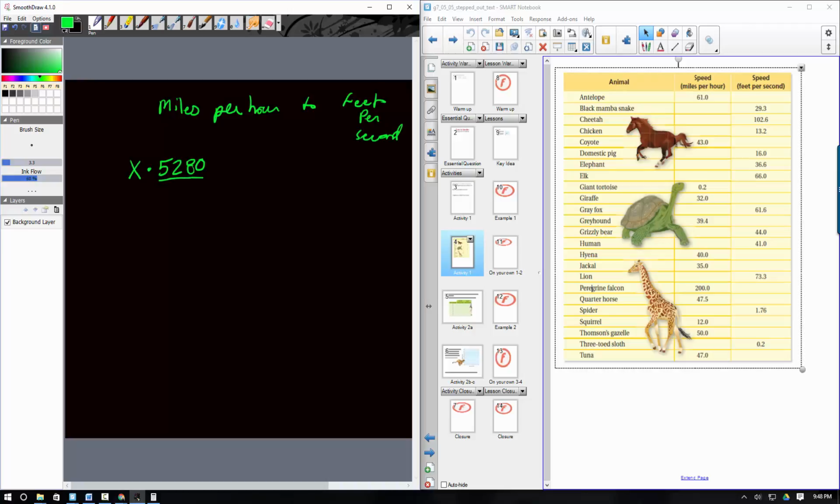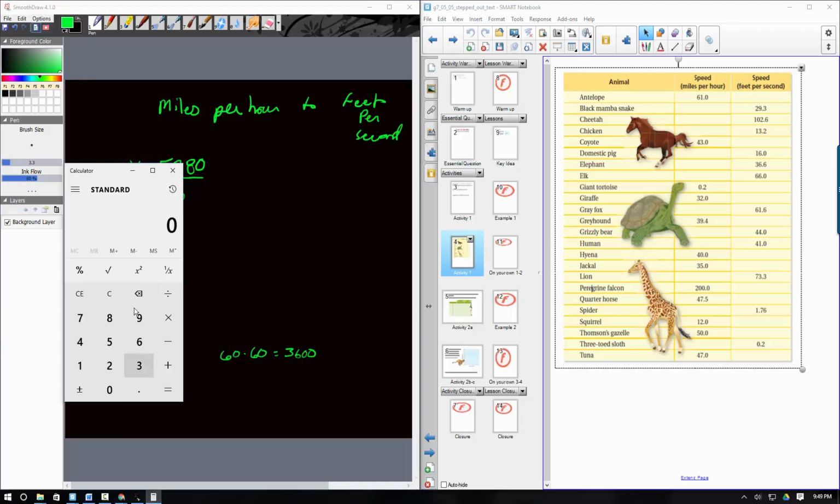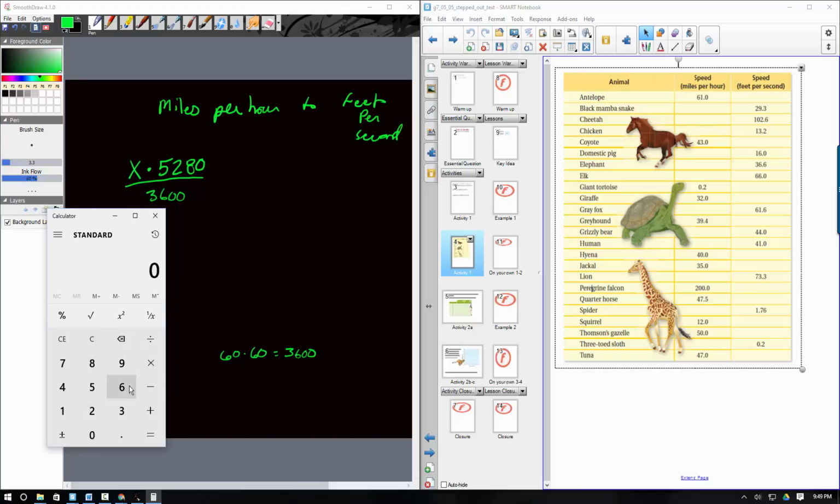And then I'm going to take that number and divide it by my seconds, but I have to get there from hours. Now, I know that there are 60 seconds in 1 minute, and there are 60 minutes in 1 hour. So I'm going to do 60 times 60 and get 3,600, and I'll put that right here, divided by 3,600. So my formula to determine the amount of feet per second is this formula, where I type in, say, 61, that's the miles per hour, so 61 times 5,280, and then divided by 3,600.